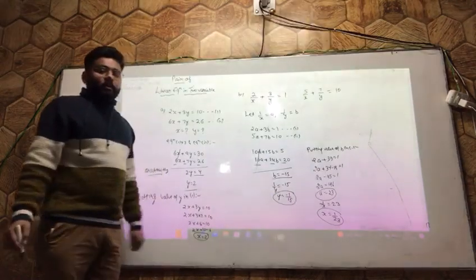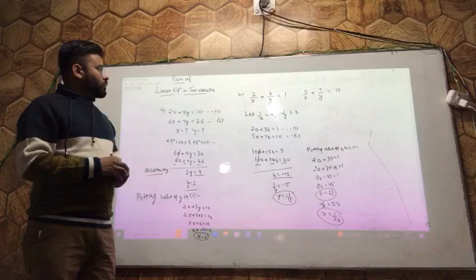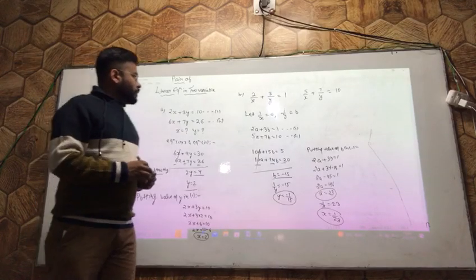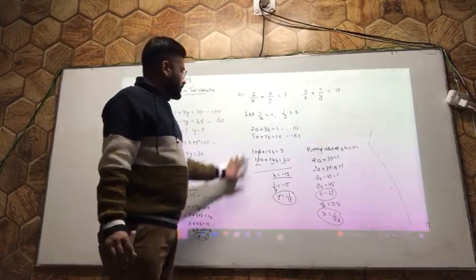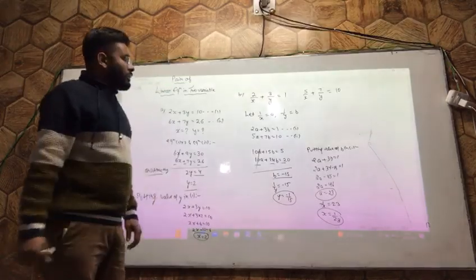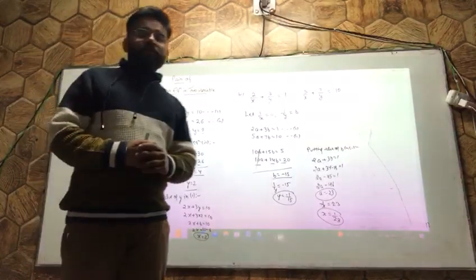Okay. This is the topic linear equation in two variable, where you will be able to find out the values of x and y in this pair of equations, and there will be word problems also in the paper. Okay. So be prepared for that.